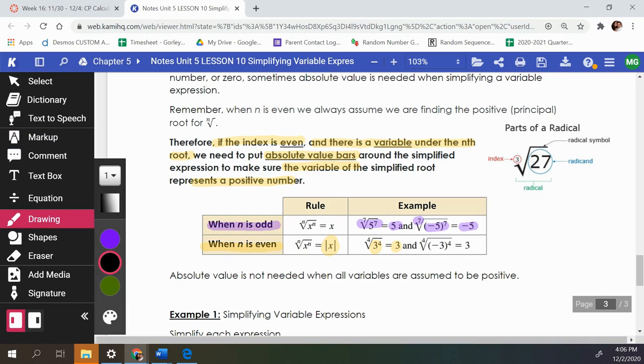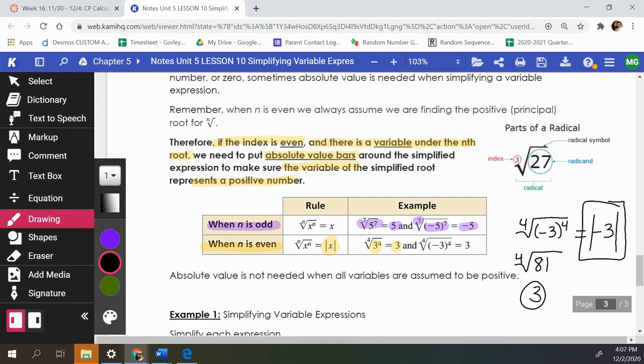But what is the fourth root of negative 3 to the 4th? It's not negative 3. You can't take a fourth root of a positive number and get a negative number. So what we need is to put absolute value bars around our answers to make it a true statement. Really, this would be the fourth root of negative 3 to the 4th power. If I put that in my calculator, you end up getting 81. And we know that the fourth root of 81 is just going to be 3. So you need to make sure you put absolute value bars around your answer to get an answer of positive 3.